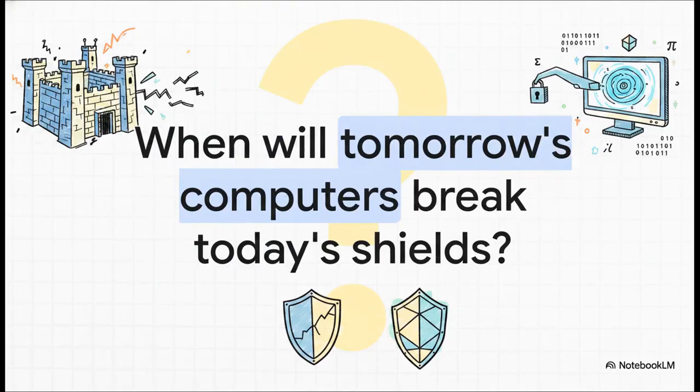Which leaves us with a final, somewhat provocative thought to chew on. DES was an impenetrable fortress back in the 1970s, but today, a standard computer can pick its 56-bit lock with ease. As quantum computing looms on the horizon, how long until tomorrow's machines break the AES shields we all rely on today? The cryptography arms race is constantly evolving, and the math literally never stops.